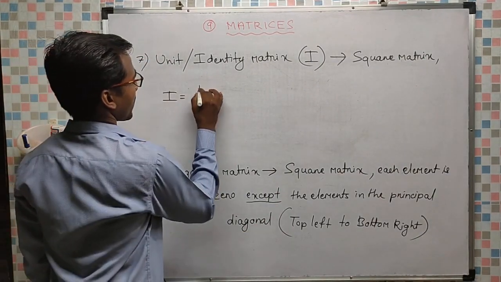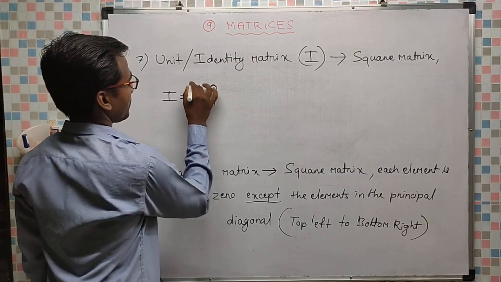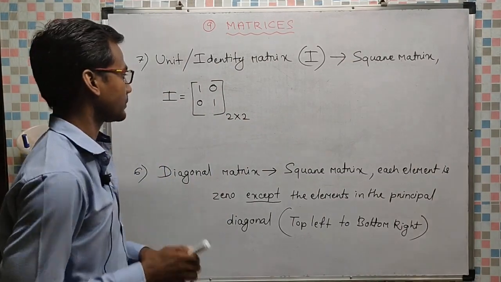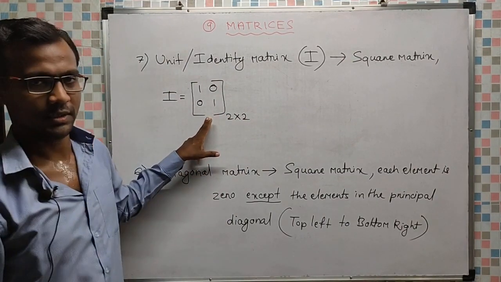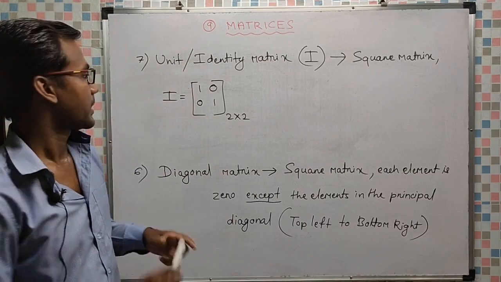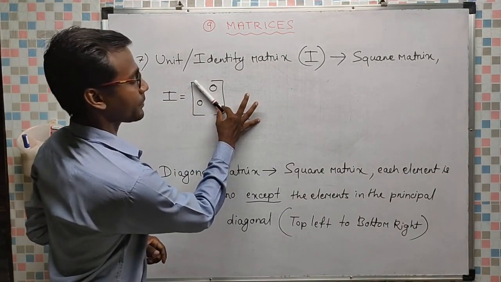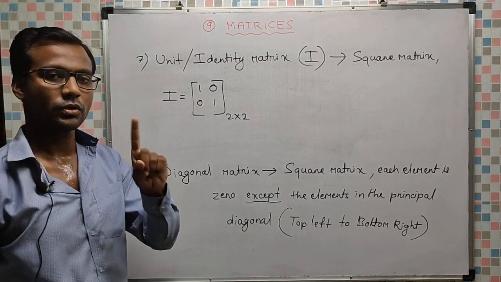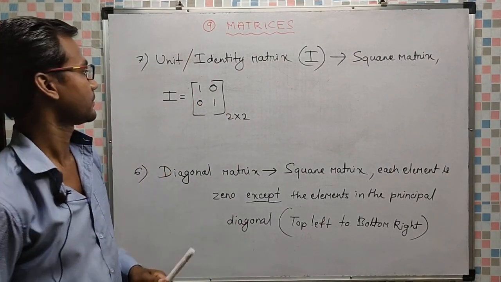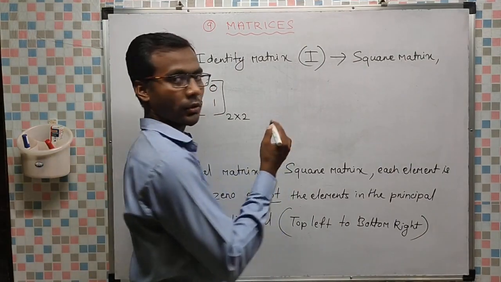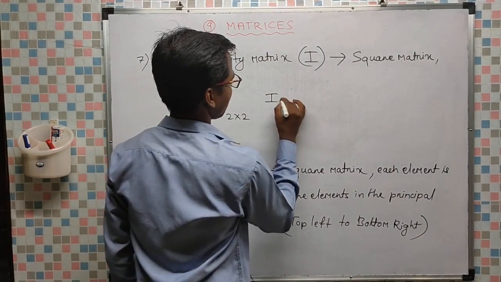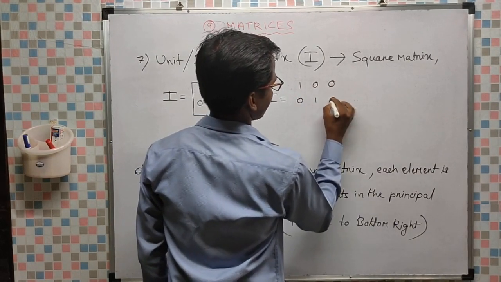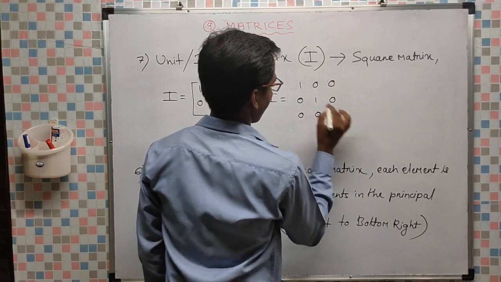For example, I is equal to 1, 0, 0, 1, 2 by 2. It is similar to the diagonal matrix. See, all the elements are 0 except the elements in the principal diagonal, and the non-zero elements are 1 each, not anything other than 1. Suppose I take 3 by 3: I is equal to 1, 0, 0, 0, 1, 0, 0, 0, 1.